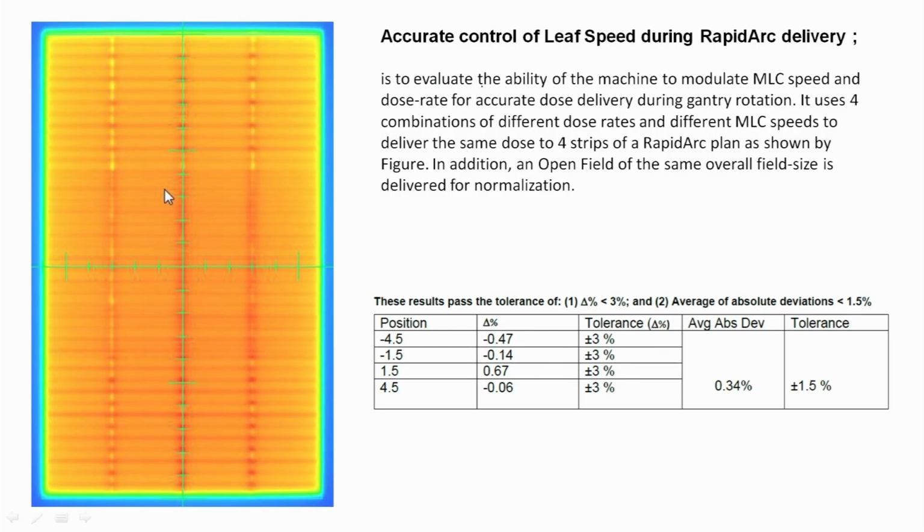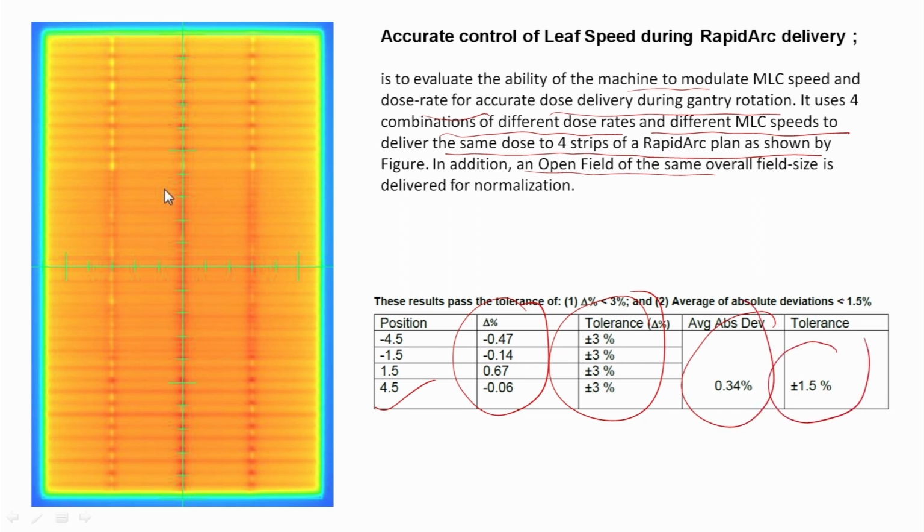So in this test, to evaluate the ability of the machine to modulate the MLC speed and dose rate for accurate dose delivery during the gantry rotation, it uses 4 combinations of different dose rates and different MLC speeds. Previously we have seen 7 dose rates with 7 gantry speeds. In this, 4 different dose rates with different MLC speeds deliver the same dose to 4 strips of a rapid arc plan as shown in the figure, and the same open field is again exposed to normalize the field. In this also the delta percent is well within the tolerance, and average absolute deviation is also well within the tolerance. So this is your MLC VMAT QA test.